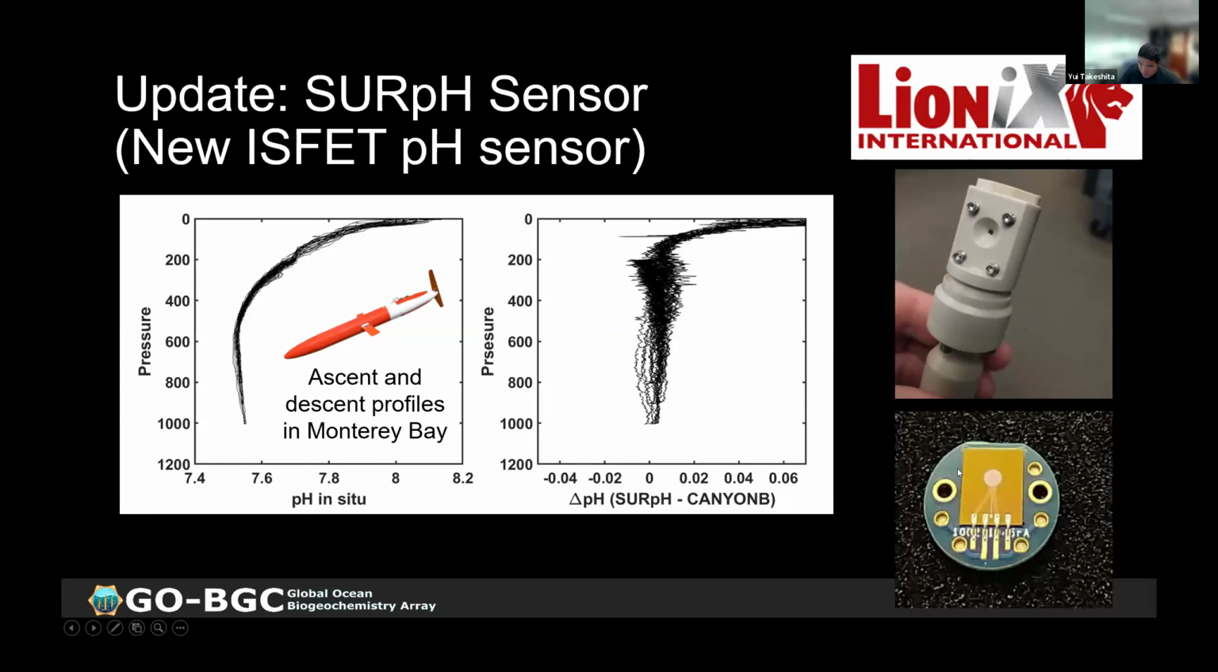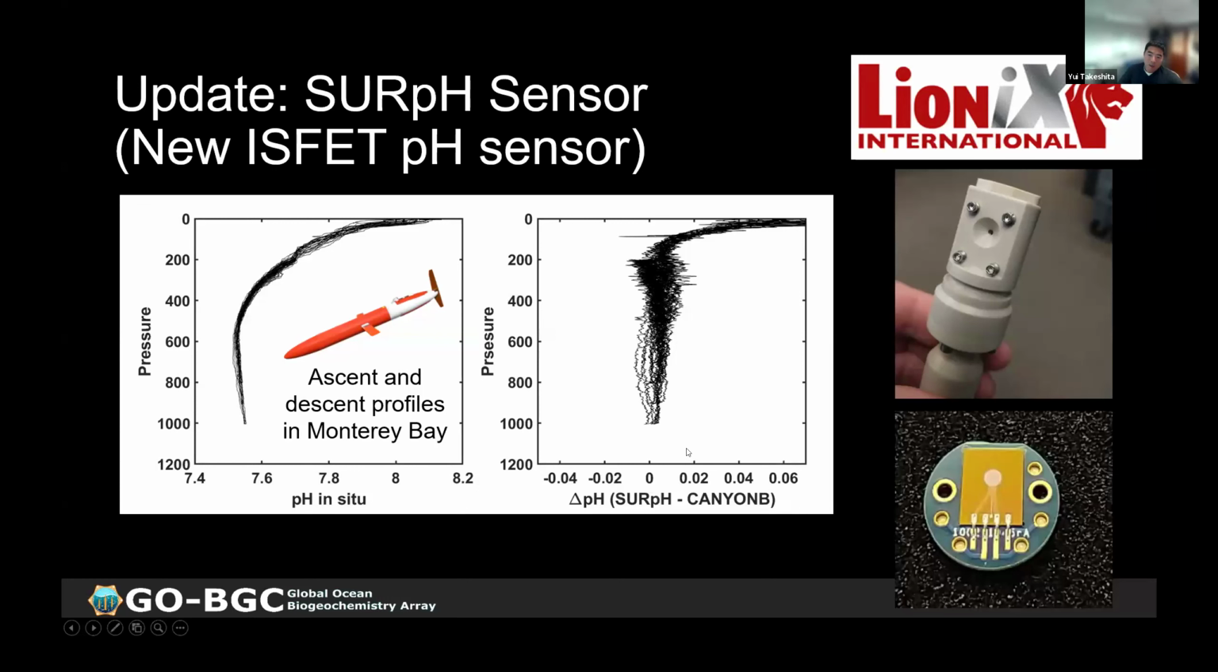So this is a picture of the ISFET on the bottom right and a fully built up sensor on the middle right here. And we tested the sensor on a Spray glider in Monterey Bay, making ascent and descent profiles to about 1,000 meters. The pH profile is shown on the left. There's no noticeable hysteresis going up and down. So that's really good. And the plot on the right shows the measured pH minus an algorithm-estimated pH that we know is accurate in Monterey Bay below about 200-300 meters. So you can see that there's very good agreement between the sensor and the algorithm.